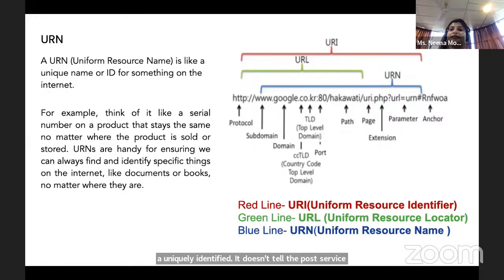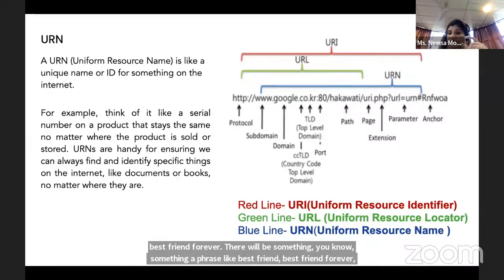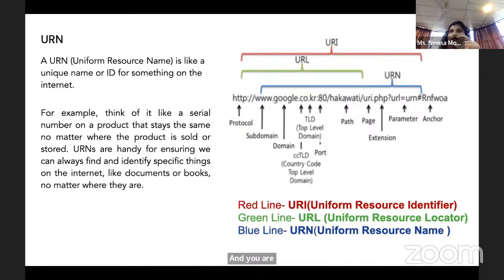So the URI is like the address on the envelope. The URN is like a phrase such as best friend forever, something we would write on that particular letter. And the URL, the locator, is like the house number and the city, the exact location of that particular address. So that will be the URL. I hope everybody understood this.